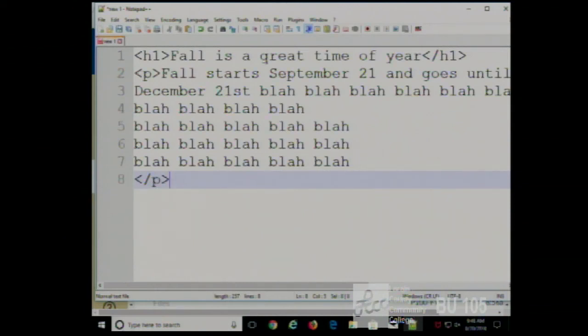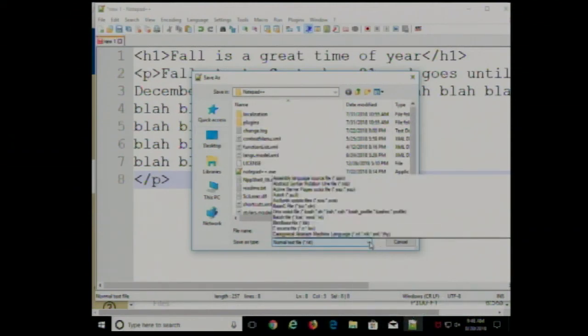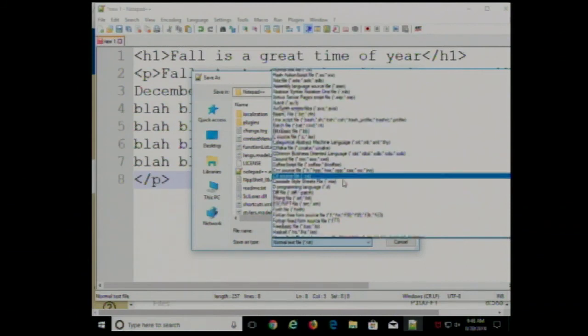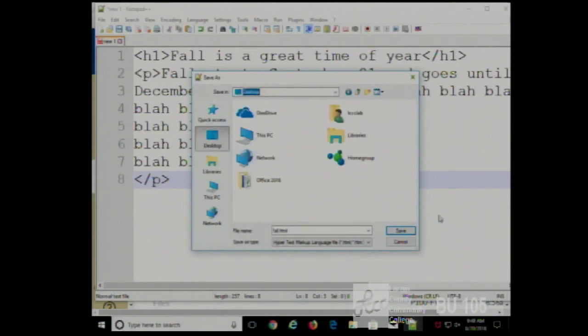All right? I'm going to save this as a web page. How do I save it as a web page? I click the Save button. It will ask me what kind of file it is, and I'm going to say it is an HTML file. If you're using plain old Notepad, you won't have an option for HTML. You'll simply put all files there. Then I can give it a name, and I'll call it fall.html, and I'll put it on the desktop. There we go. And I'll save it.